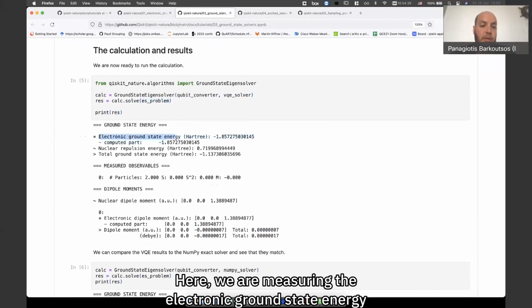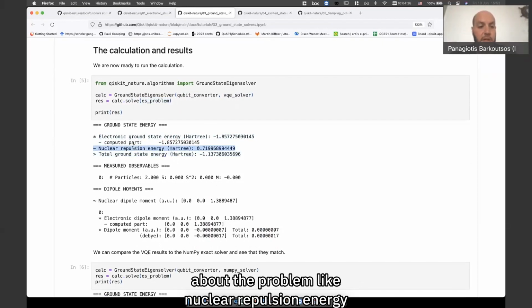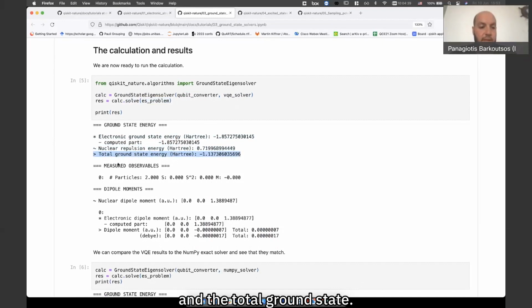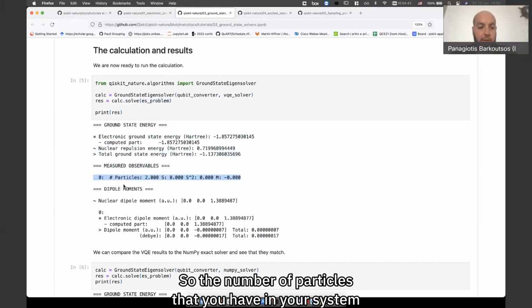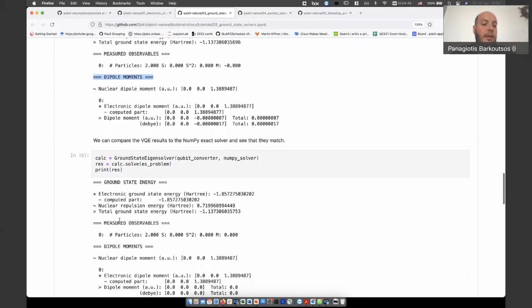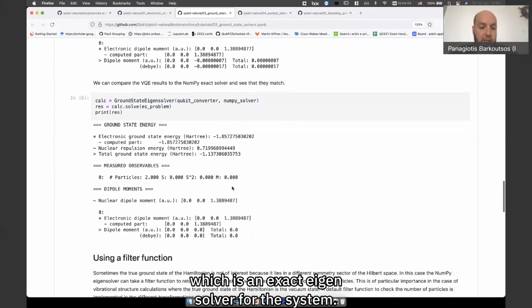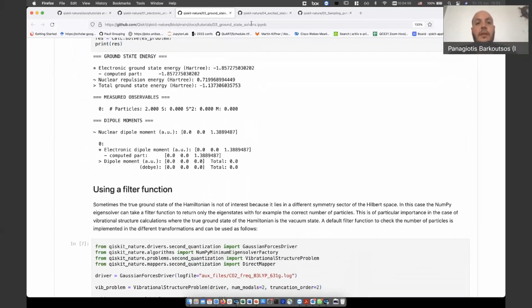Here we are measuring the electronic ground state energy in hartrees, and it also gives information about the problem, like the nuclear repulsion energy and the total ground state energy. Then we are also measuring the particles, so the number of particles that you have in your system. For the case of hydrogen, it's 2, and the dipole moment. You can do the same using also the NumPy eigensolver, which is an exact eigensolver for the system.